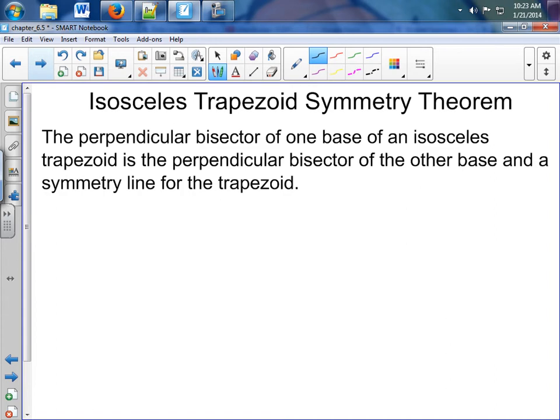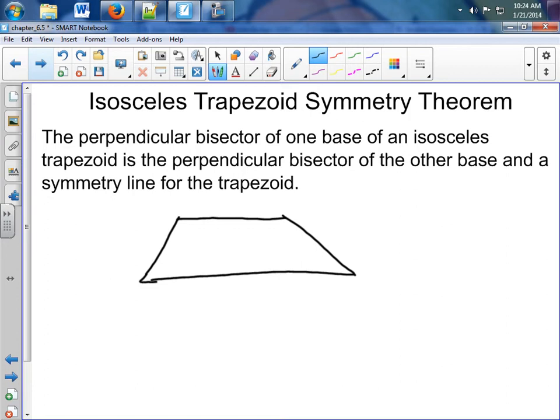The isosceles trapezoid symmetry theorem. Jamie, what's the definition of isosceles trapezoid? Rachel. A trapezoid is isosceles if and only if it has a pair of base angles equal in measure. The most common one you'll see me draw is this.